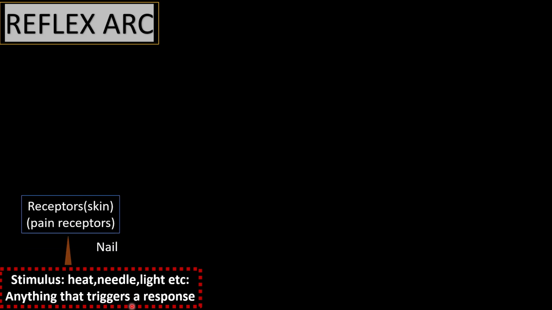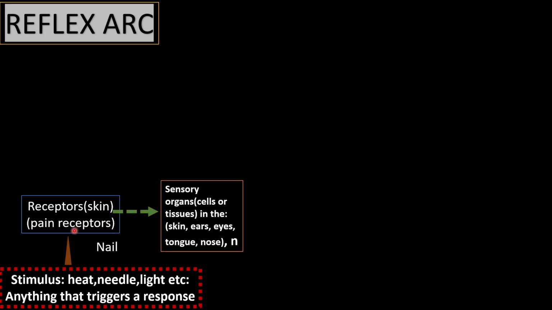So we put everything into perspective. This is how it works. This is a stimulus. It can be heat, needle, light, or anything that triggers a response. And it is then detected by your receptor. The receptors are your 5 organs, the 5 sensory organs, or the 5 organs of your senses. And over here, your skin will be the main organ. If you step on a nail, your skin will detect the stimulus and convert it to an impulse.